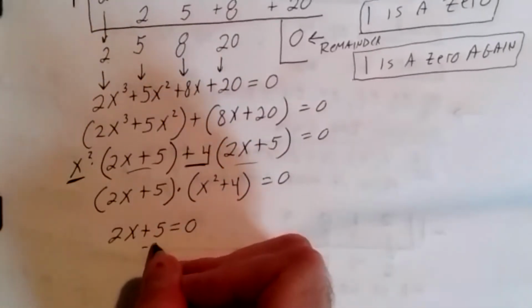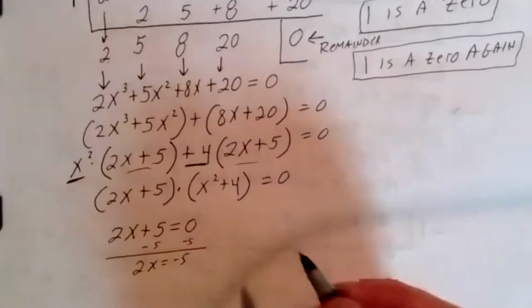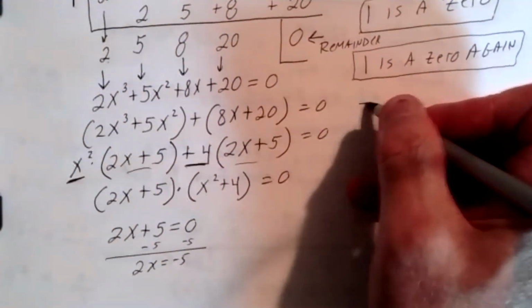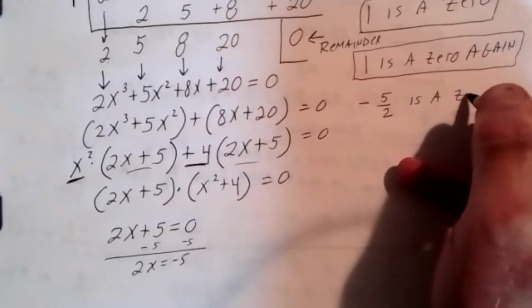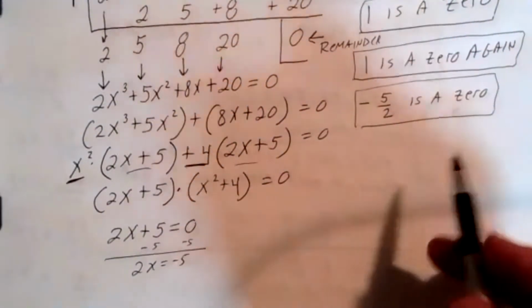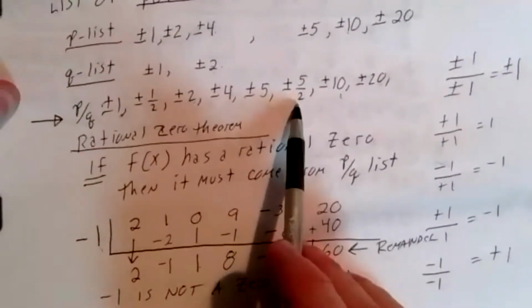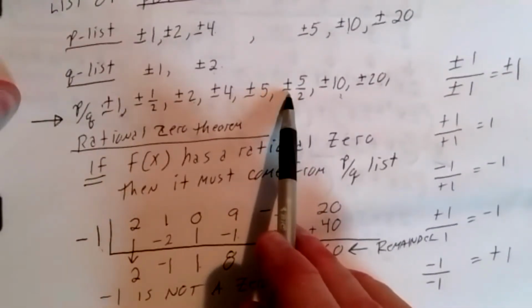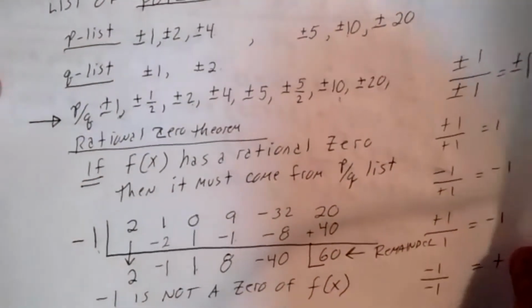Solving this equation for x, we subtract 5 from both sides and then divide both sides by 2. So another 0 is going to be what? Negative 5 halves is a 0. Hey, by the way, does negative 5 halves come from our P over Q list? Is it in there? Yes. The rational 0 theorem, it better be. And it is. Look at that. Negative 5 halves is a rational 0. And it's in our list. The rational 0 theorem guarantees that it has to be in that list.